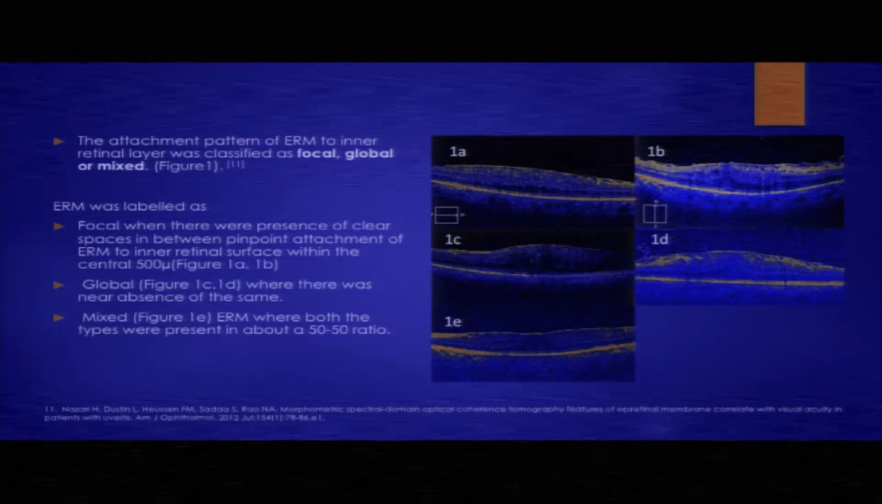The attachment pattern of the ERM to the inner retinal layer was classified as focal, global, and mixed, as seen in these images and as previously described by Nazari et al. in his paper. The central subfield thickness and the logMAR best corrected visual acuity were recorded at baseline and 12 months, where inflammation was under control and there were no complications like cataract or cystoid macular edema.